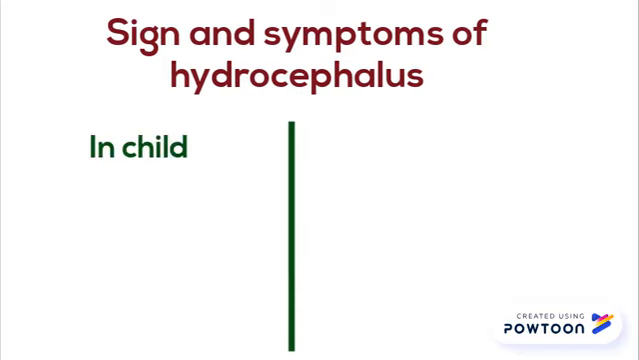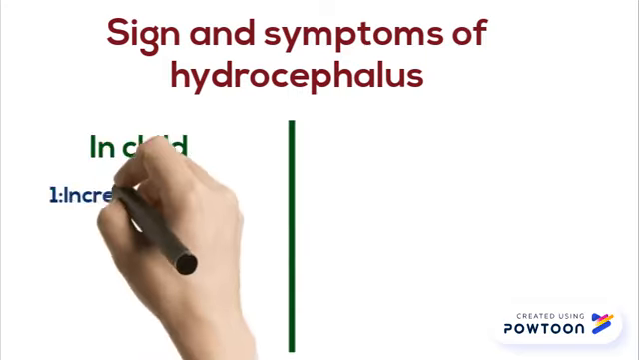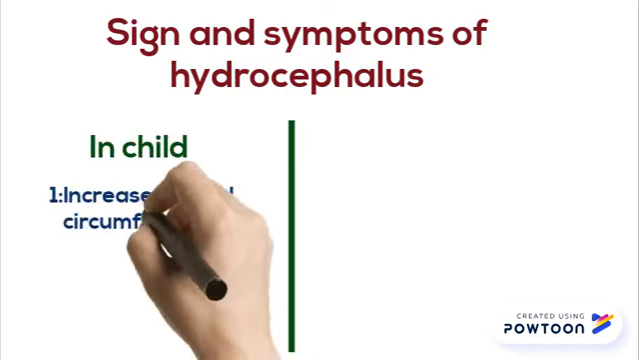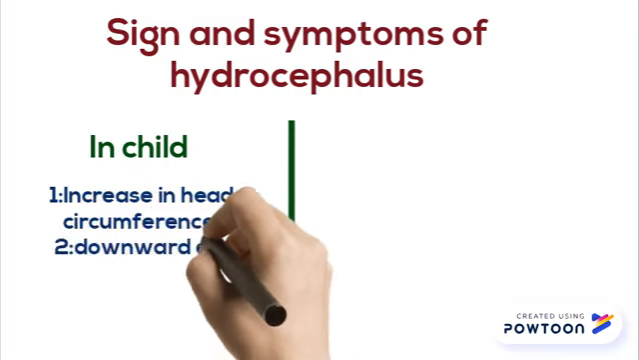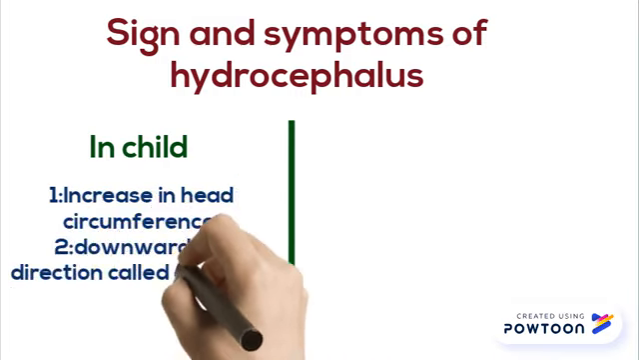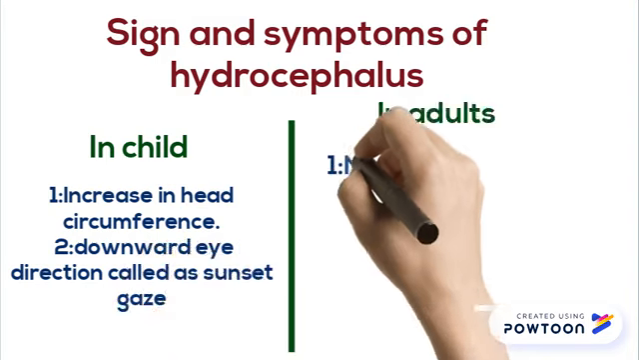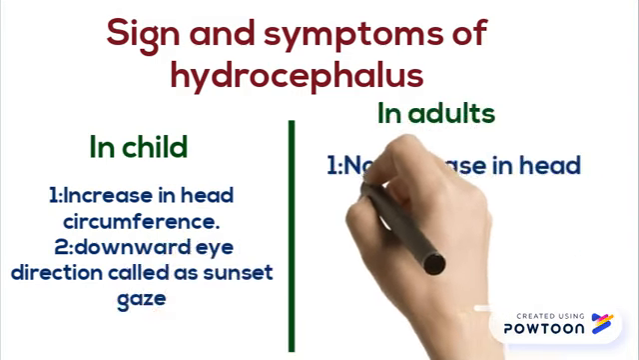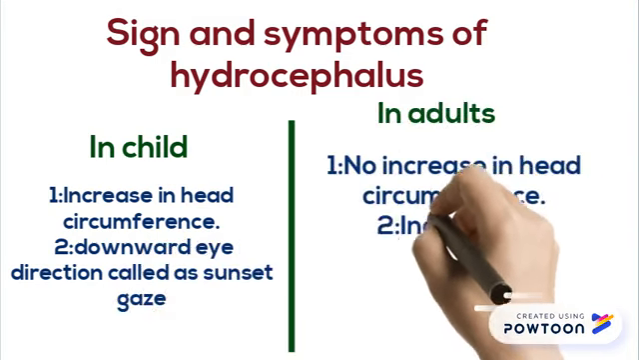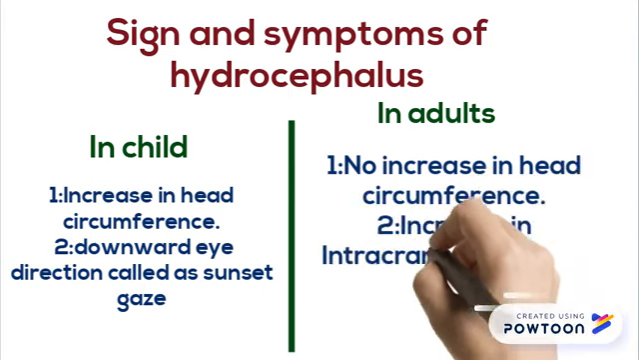In a child, the sutures are not closed, so there is an increase in the head circumference and a downward deviation of the eyes called sunset gaze. But in adults, the cranial sutures are closed, so there is no increase in the head circumference, but there is an increase in the intracranial pressure, characterized by vomiting and headache.